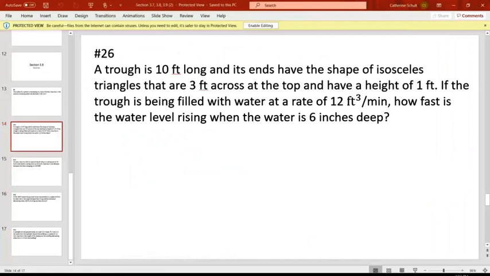And what's happening with that trough? We've done the first sentence. The trough is being filled with water at a rate of 12 feet cubed per minute. That's definitely a rate of change, and it's a rate of change of what? Volume, right? Volume is units cubed. So we have dV/dt right here, and we want to know how fast the water level is rising when the water is 6 inches deep.